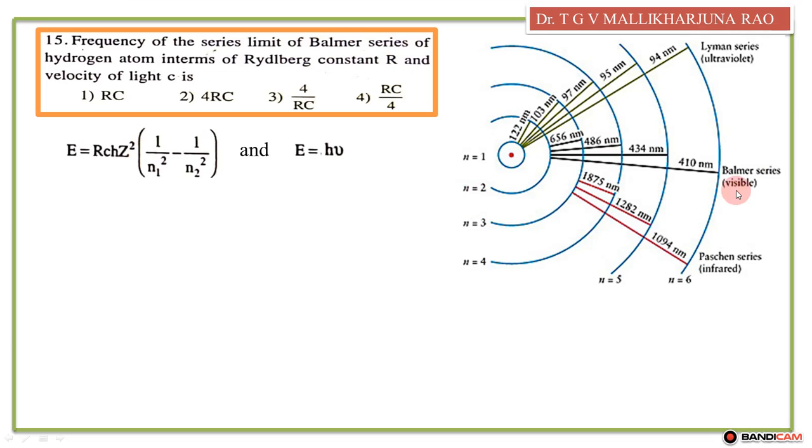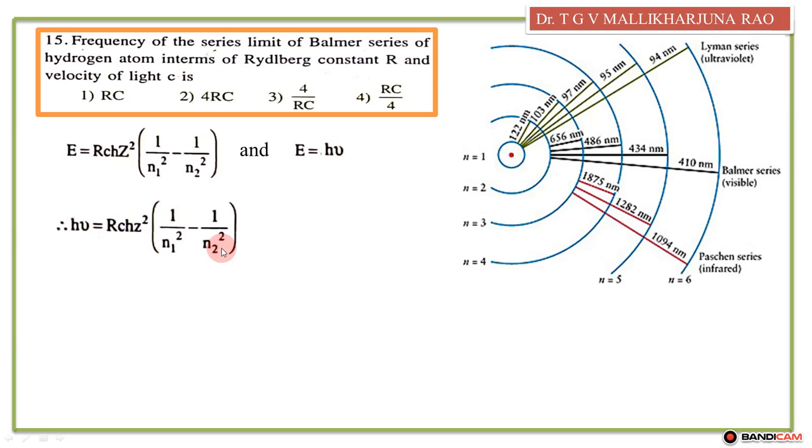Here, during this transition, the energy can be described as E equal to RcHZ square into 1 by n1 square minus 1 by n2 square. The energy emitted during this transition can be described in terms of photon. Therefore, according to Planck's equation, E equal to h nu. From these two equations, we can write h nu is equal to RcHZ square into 1 by n1 square minus 1 by n2 square.